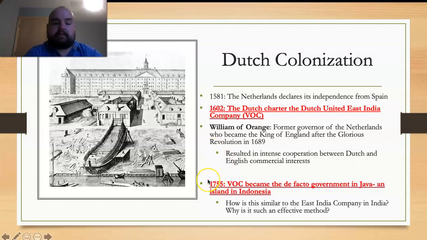By 1755, the VOC became the de facto government in Java, for example. This was an island in Indonesia. Now, how is this similar to how the East India Company behaved in India? Remember how they started off their imperialism first before the government got directly involved.